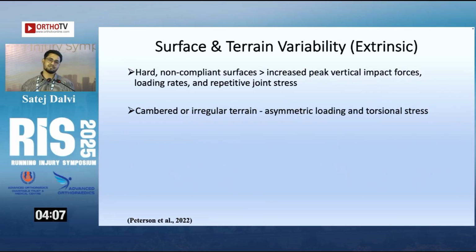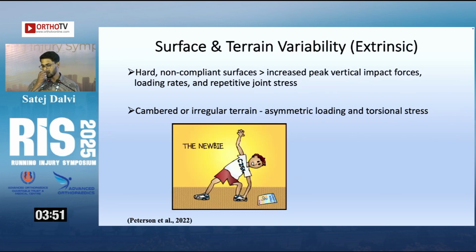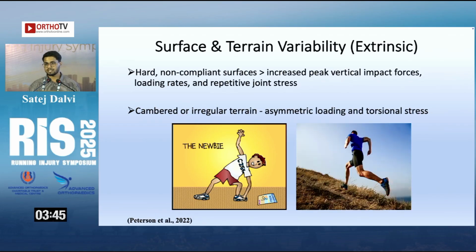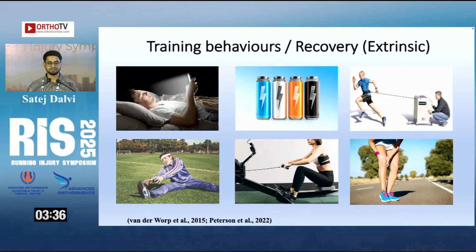Hard and non-compliant surfaces mean higher vertical forces go through the joint and will essentially increase the joint stresses. Using cambered or irregular terrain will add to asymmetric loading and torsional stress. This becomes especially important in newbie runners, or runners who have a training age of less than 2 years. It could also be a factor in seasoned runners. Let's say a marathoner just decides one fine day to start trail running; the surface is going to change, so the forces will change as well.